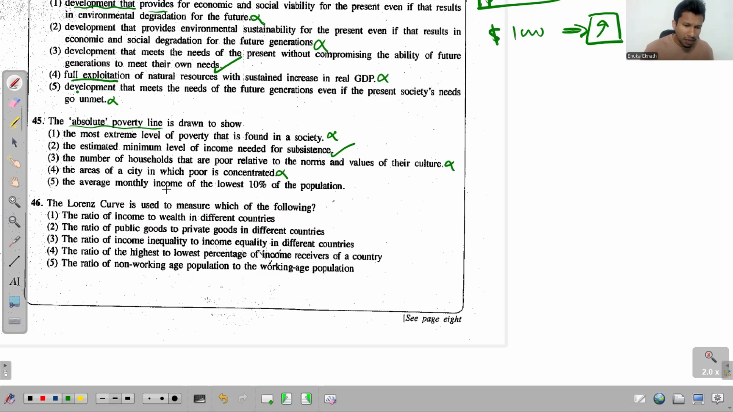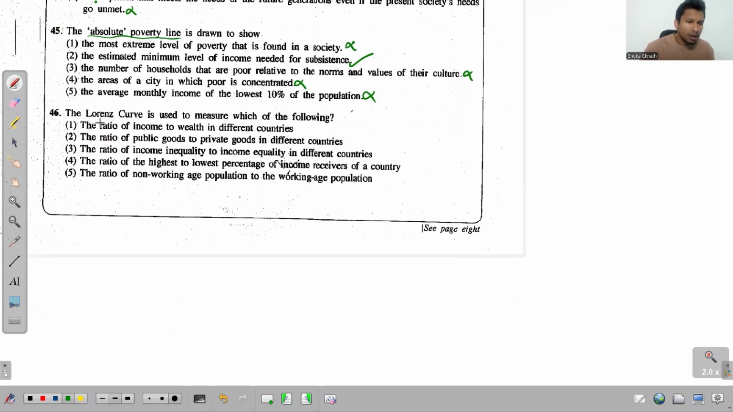Fifth one, the average monthly income of the lowest 10%... no, what is that? Okay, 46. The Lorentz curve is used to measure which of the following? So why do we use this Lorentz curve? This is not the first time we had several similar questions before this. We have discussed all. So I'm just telling you that this Lorentz curve is used to evaluate the relative income distribution, right? So what's the answer then?